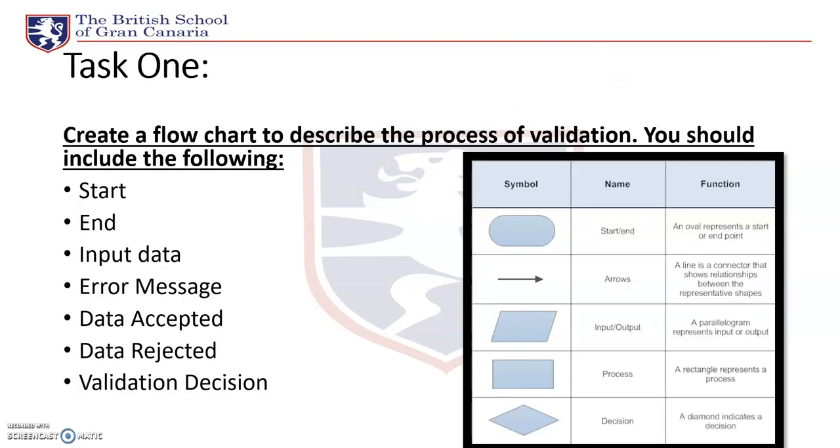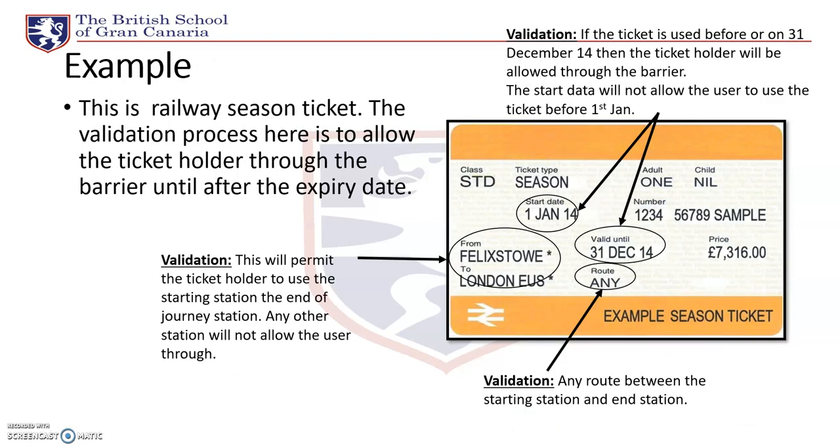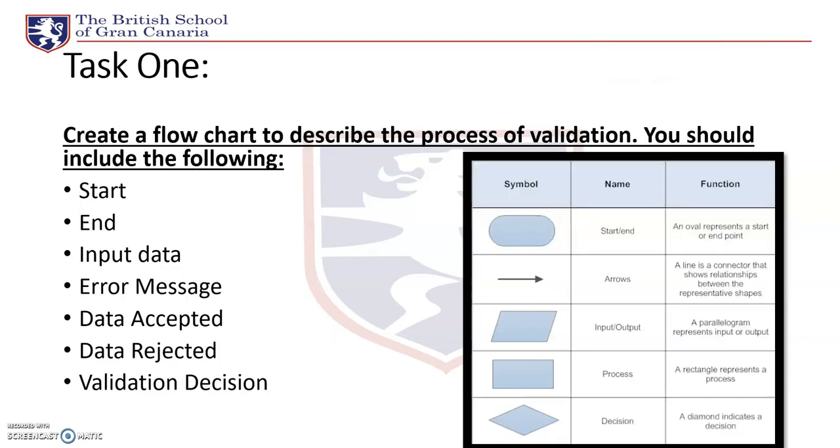Now, task 1, this is not an assessed task. This is something you're just going to give a go. So I'd like you to create a simple flowchart to describe the process of validation. You can use the train ticket as an example if you wish, or if you can think of another validation process of your choice, for example, a payment by card, whether they've got money in the bank or not, then you can do that.